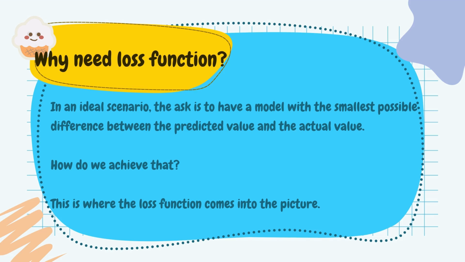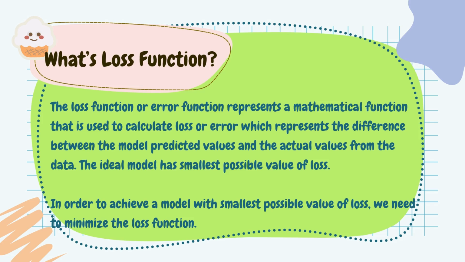And how do we achieve that? This is where the loss function comes into the picture. So let's understand what loss functions are in machine learning. The loss function, also called the error function, can be understood as a mathematical function which represents the difference between the actual value and the predicted value from the machine learning model. From the mathematics perspective, this function would be a combination of the input data set and the parameters.